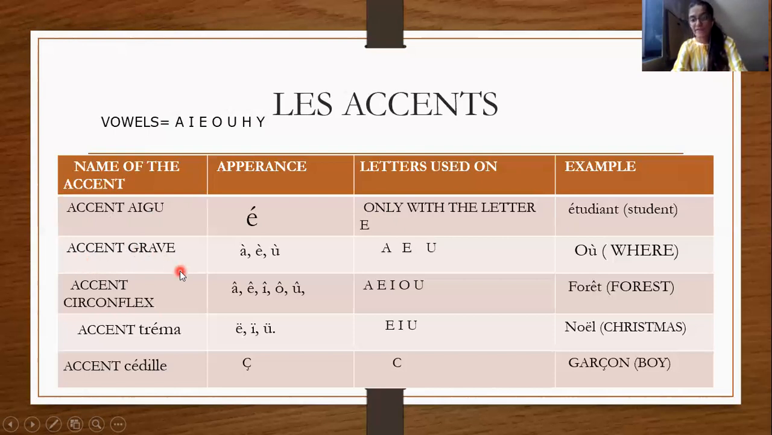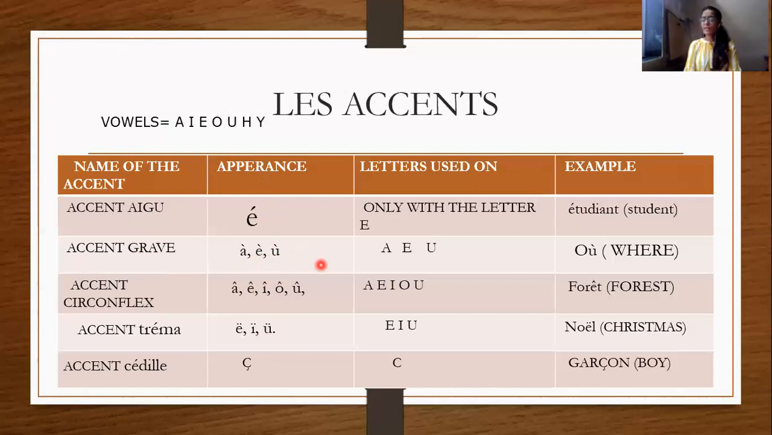So, the second accent which we have is accent grave. It's just the opposite of accent aigu. It's on the left hand side, on the letters A, E, and U. You can look at the appearance, how it looks like. A, E, and U.